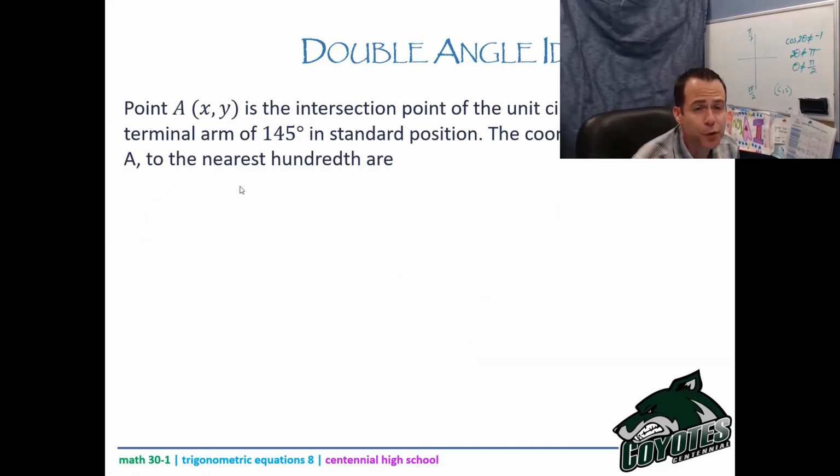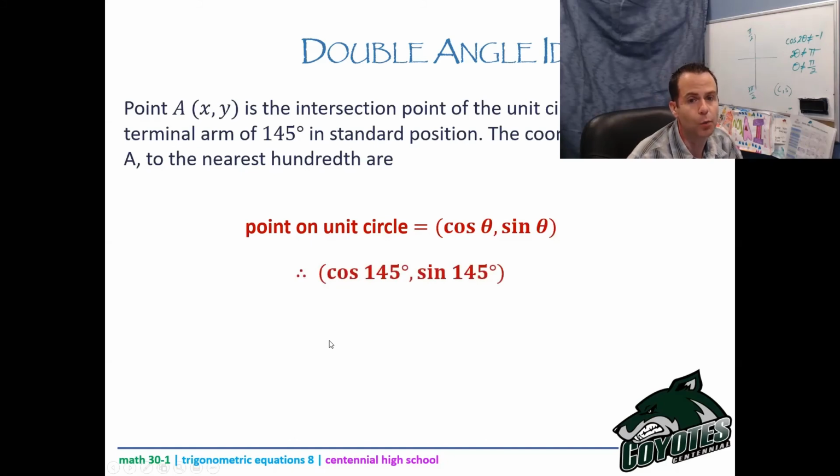This becomes a super easy question if you go back to our lesson on the unit circle and remember that every point on the unit circle is the cos of that angle, comma, the sine of that angle. So when you're asked for this point, you just have to go cos of 145, that's the x coordinate of that point, sine of 145, that's the y coordinate of that point. And so when I do that, I end up with negative 0.82, comma, 0.57.